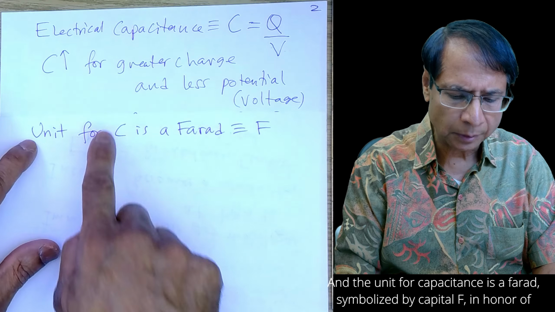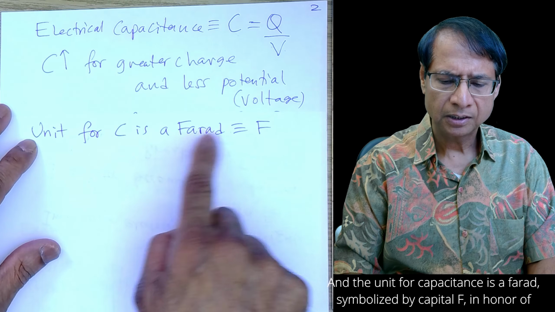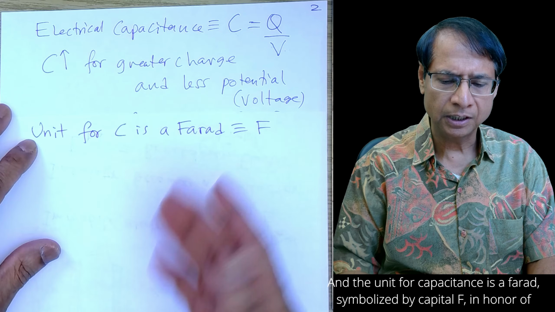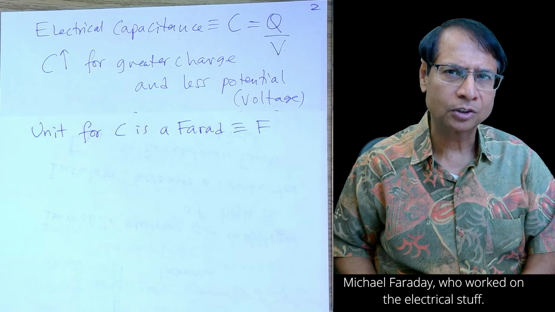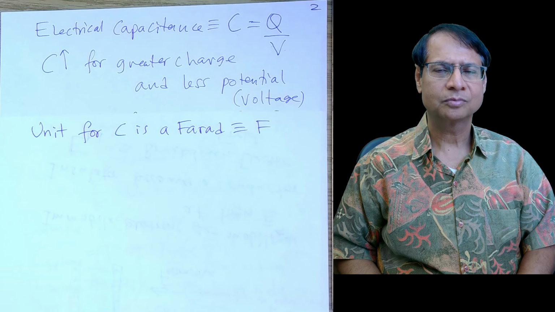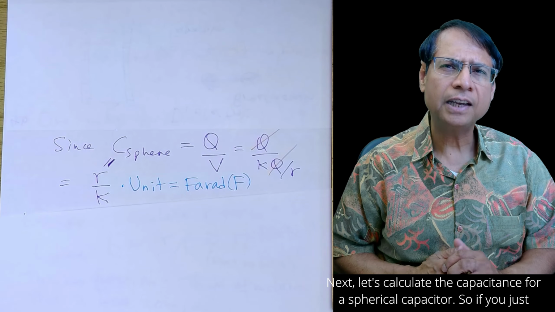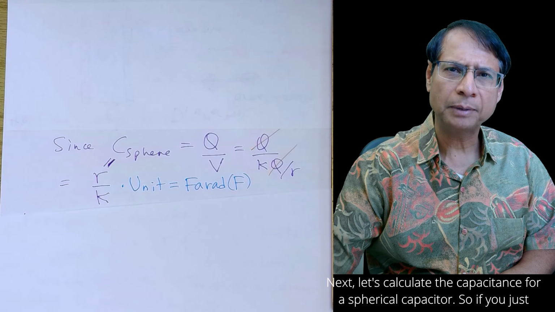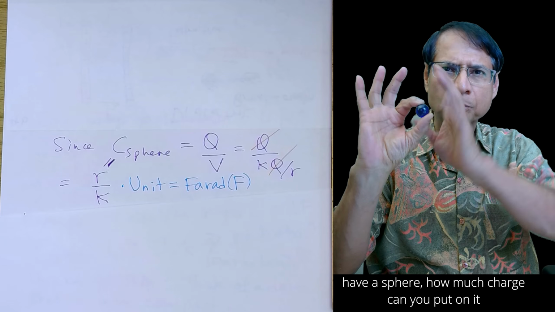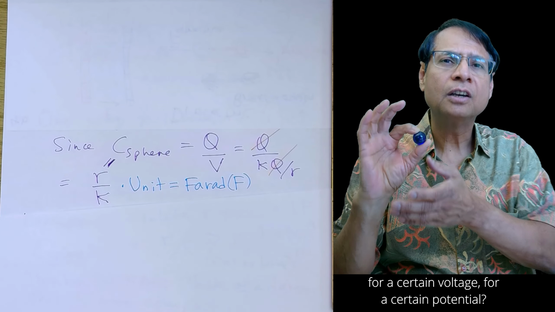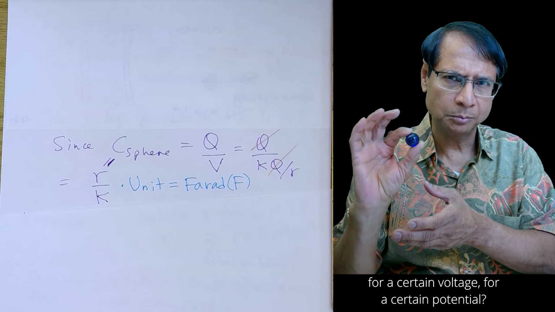And the unit for capacitance is a farad, symbolized by a capital F, in honor of Michael Faraday, who worked on the electrical stuff. Next, let's calculate the capacitance for a spherical capacitor. So if you just have a sphere, how much charge can you put on it for a certain voltage, for a certain potential?